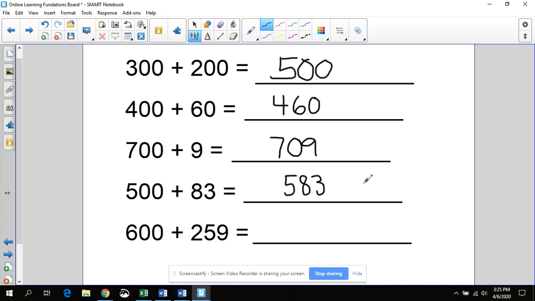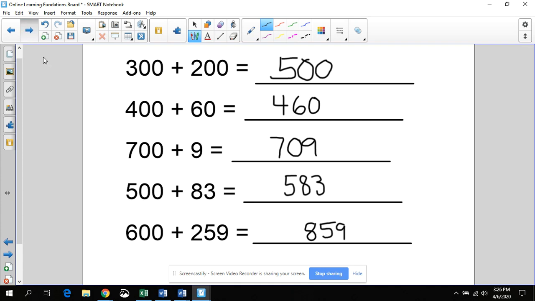583. You will also see a number that is 100 plus a full 3-digit number. Here, my two zeros are going to be replaced with the 5 and the 9. 59, and then I look at, I have 600s plus 200s, that's 800. So 600 plus 259 is 859.